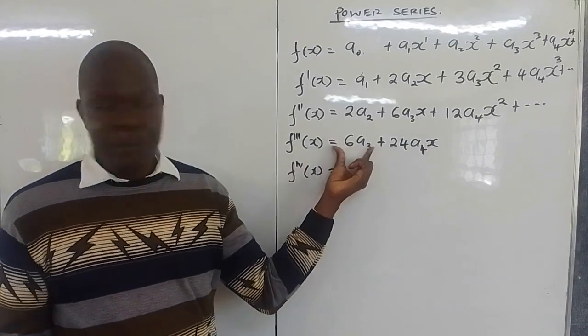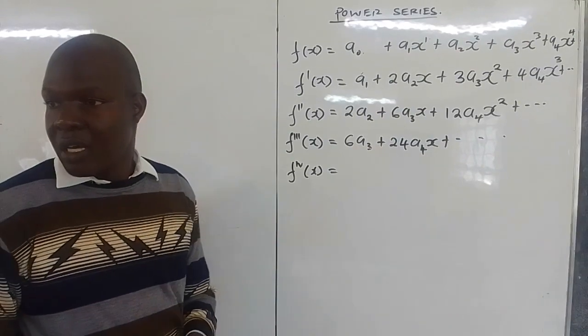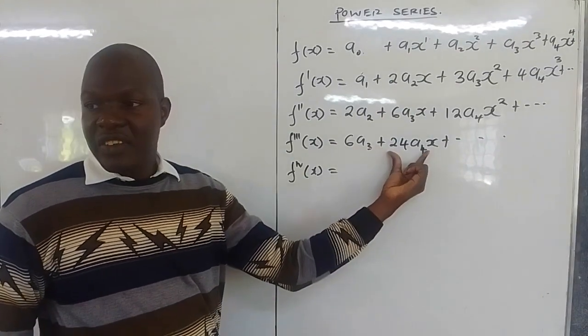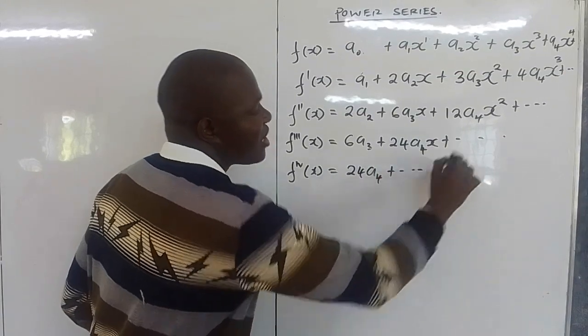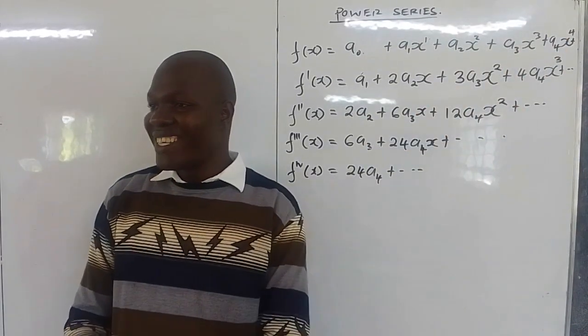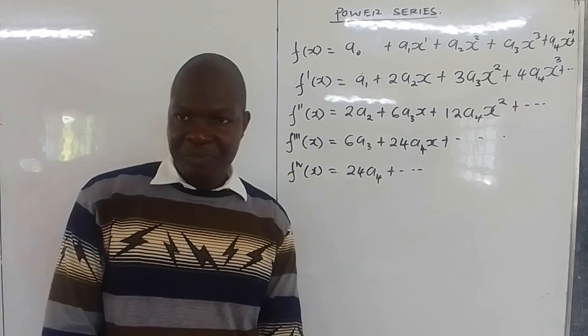Differentiate a constant, you get 0. Remember this one is still moving until, isn't it? You get 0. Then if you differentiate this, 24a4, then plus until where you reach, isn't it? Are we together? Yes. Now look at this.